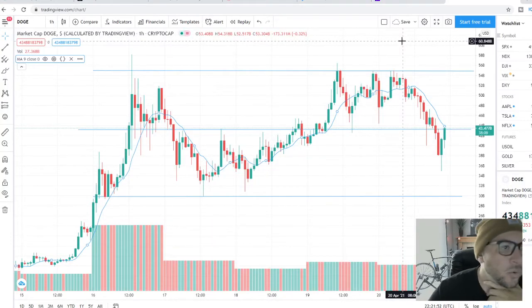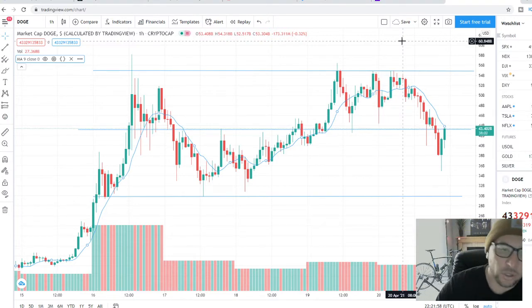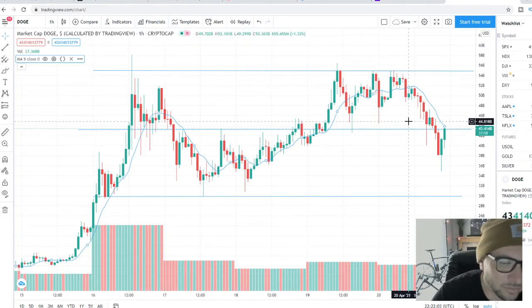What the heck is going on with Doge Coin here? So I wanted to just pull up a chart and look at Doge's price action a little bit. Maybe you're currently holding some Doge.